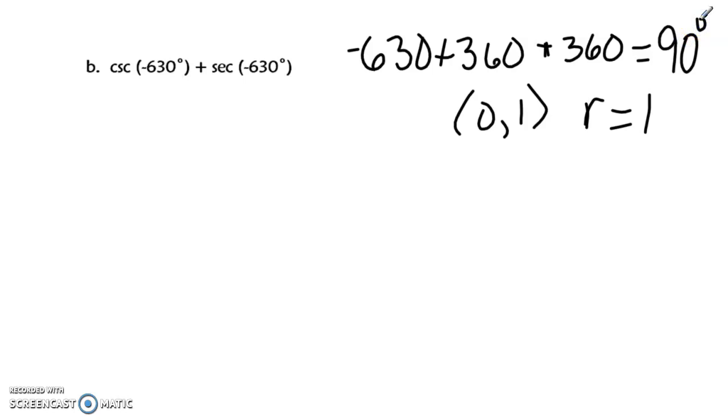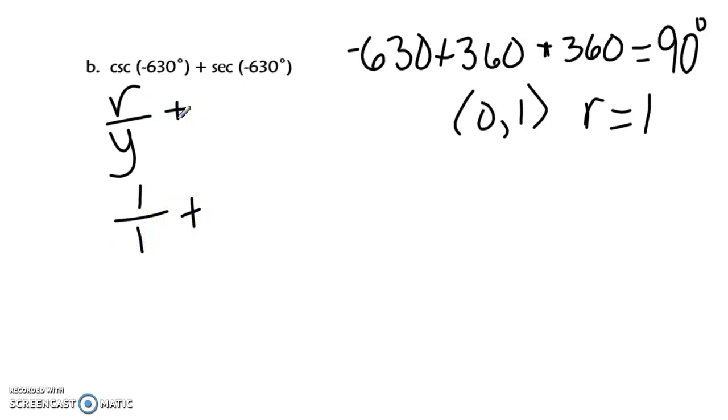And what I did right there, that negative 630 plus 360 plus 360, I found a coterminal angle. And coterminal angles have the same terminal side. So as long as I add or subtract 360 from the angle, that's going to give me a coterminal angle measure. Okay, so cosecant is the reciprocal of sine, so it's going to be r over y. In this case our r is 1, y is 1. Boom.